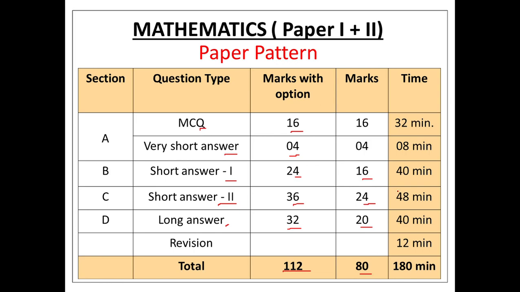Now look at the last column. See student, time duration I have mentioned here. If you follow the time duration, then you can finish your paper within time and you will have time to recheck your paper. So student, as we know, the paper will be of 3 hours. 3 hours means 180 minutes. So I have distributed 180 minutes into 5 sections, A, B, C, D and revision.